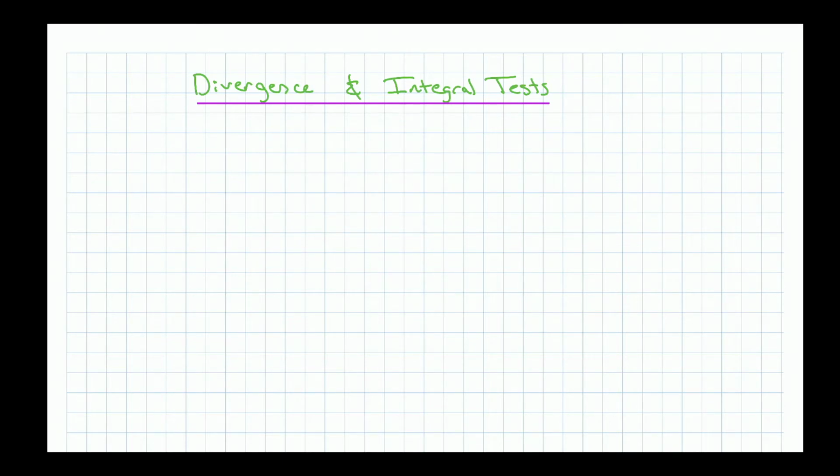So I'm going to start by giving you the idea of the integral test. So here's the idea. Consider an integral. Consider the integral from 1 to infinity of, let's just say, 1 over x squared dx.